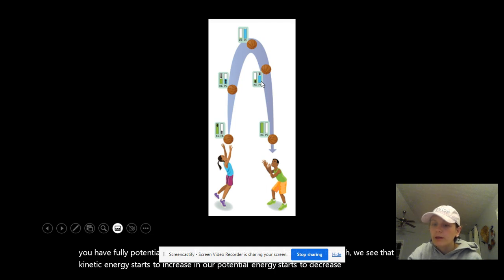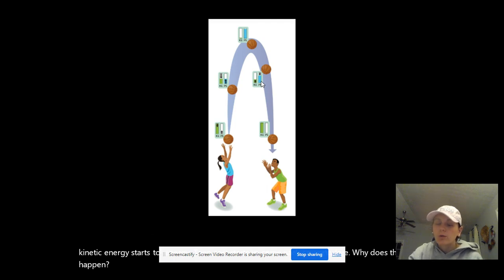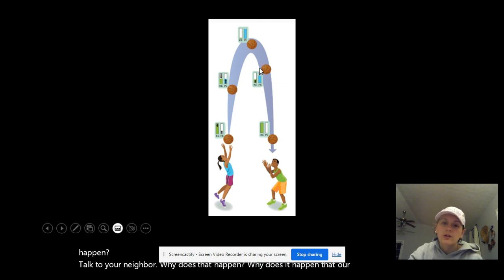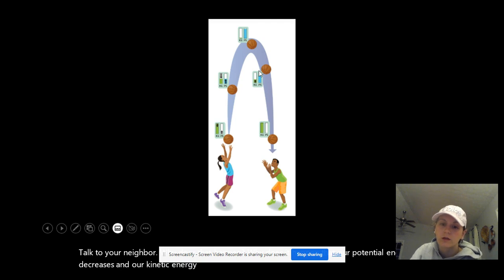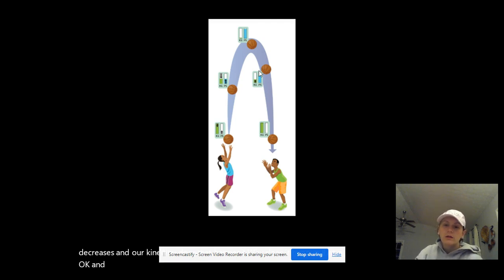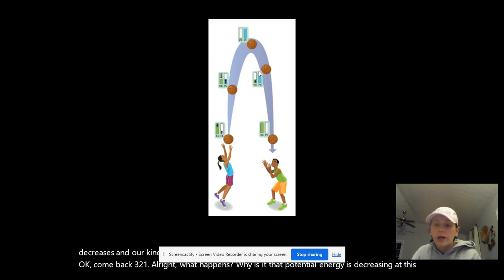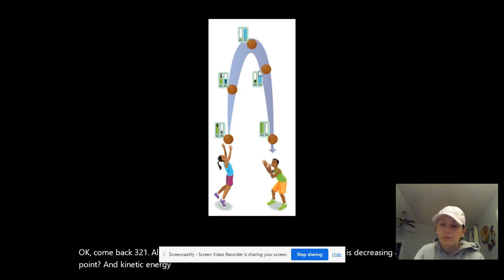Why does that happen? Talk to your neighbor. Why does it happen that our potential energy decreases and our kinetic energy increases? Okay, come back. 3, 2, 1. All right, what happens? Why is it that potential energy is decreasing at this point and kinetic energy is increasing?